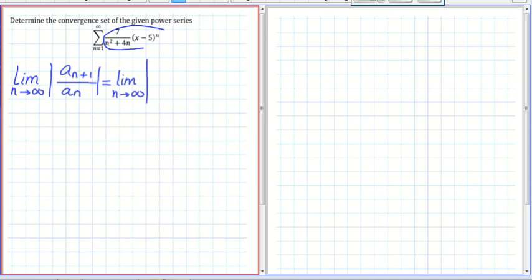So we're going to have 7 on the top, 7 times (x minus 5) to the n plus 1 over (n plus 1) squared plus 4 times (n plus 1), and then divide by a sub n, which is multiplying by the reciprocal. I will put 7 times (x minus 5) to the n at the bottom, and on the top we have n squared plus 4n. I will check the absolute values of that.